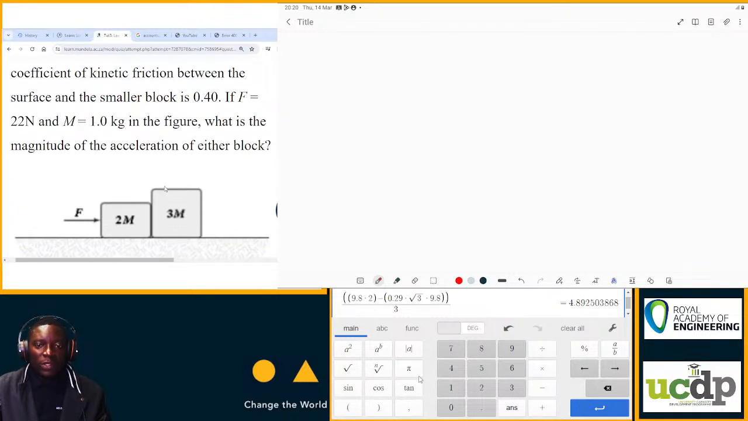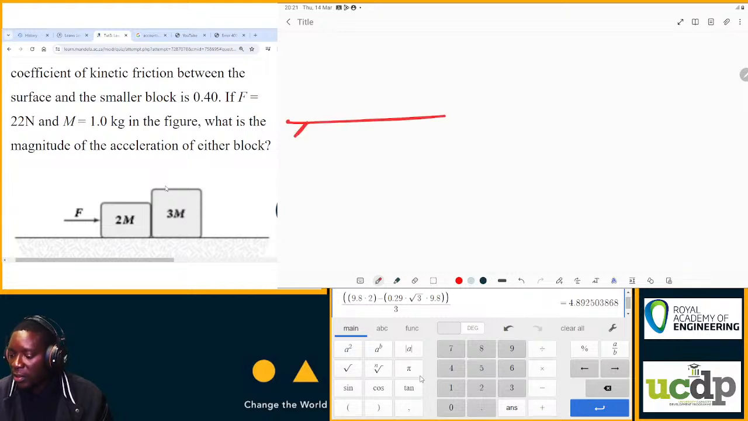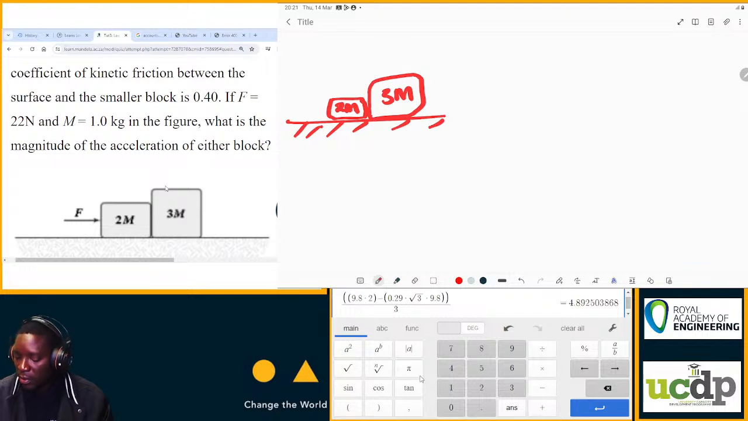One thing for sure, the two blocks are in contact. When they are pushed by a force F, they should move together, with the same acceleration. So, surface, 2m block and 3m block in contact with it, like that. Okay.